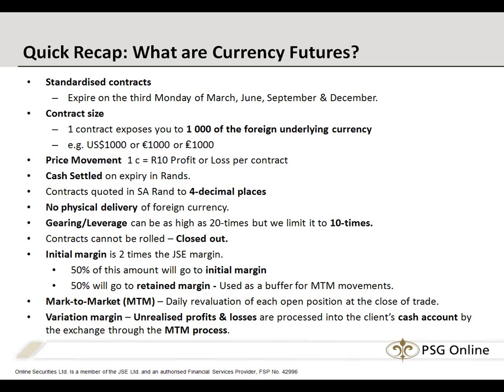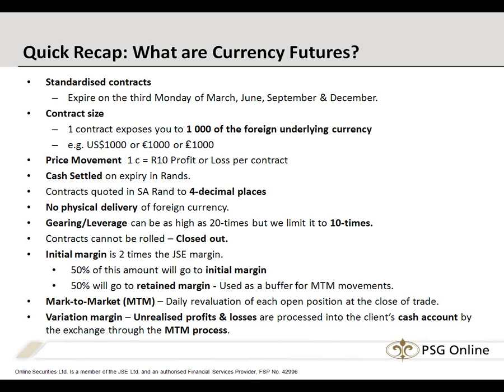Being a geared product, you only have to put down an initial margin, an initial deposit. You have the full exposure of $1,000 or £1,000. Okay, so that's where the gearing comes in. You're putting down roughly about 10% to give you that gearing of 10 times, or 100%. Just understand that the margin is split into two. We talk about initial margin. 50% goes to initial margin, and 50% goes to what we call a retained margin. The idea is that we use that as a buffer against mark-to-market movements.